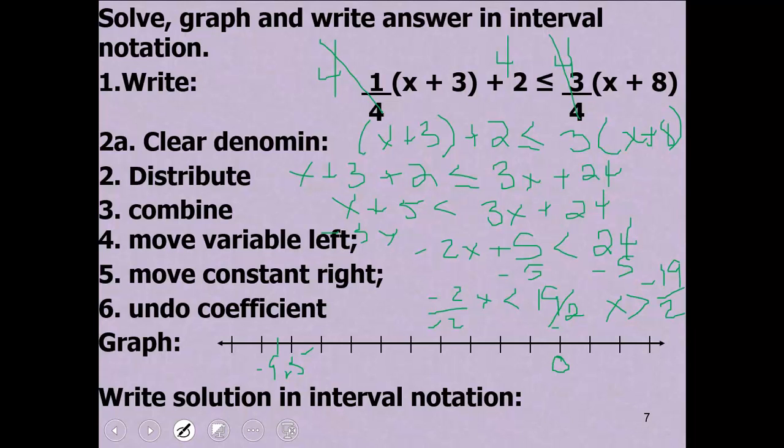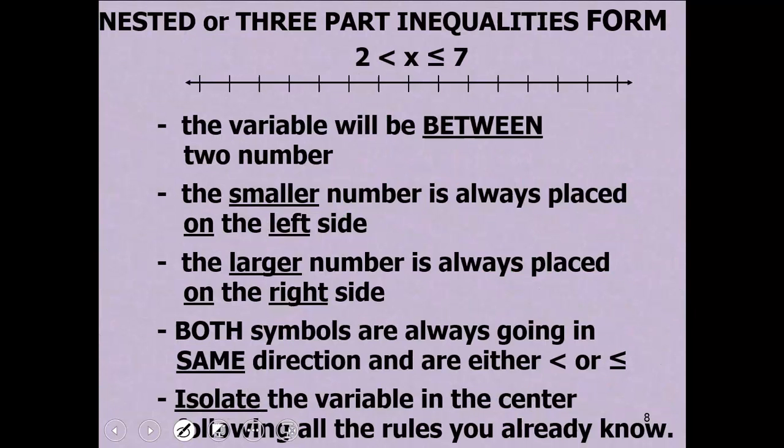And I need to use a, be careful you don't change your inequality symbol. I need to use a bracket because it includes it here. And it needs to be greater than. So I do that and I go off to the right. So I have a bracket, negative 9.5, comma, positive infinity parenthesis. Very good.